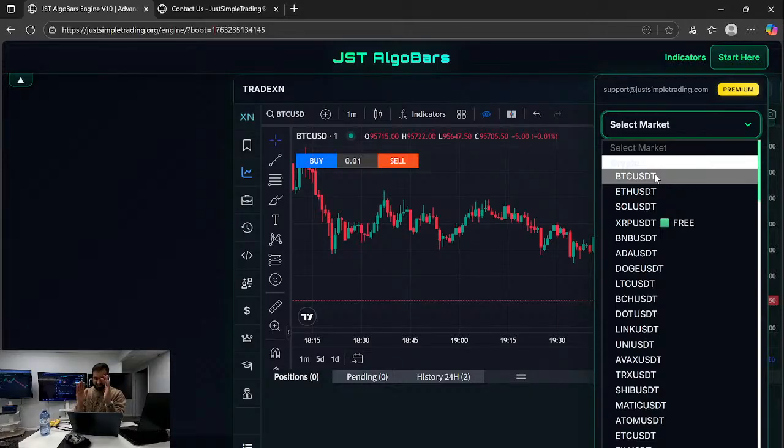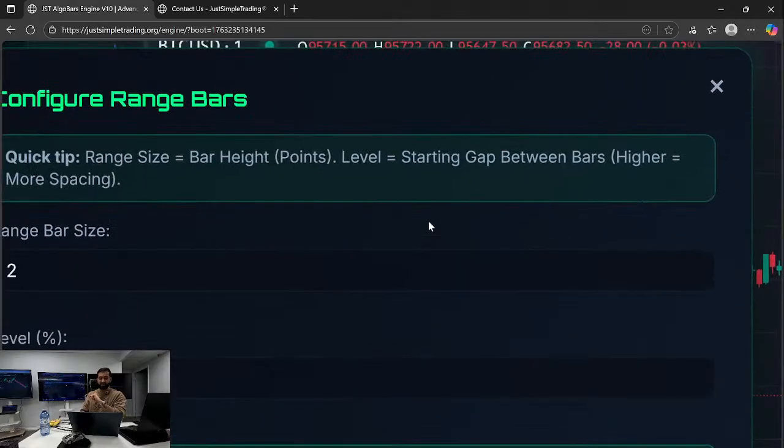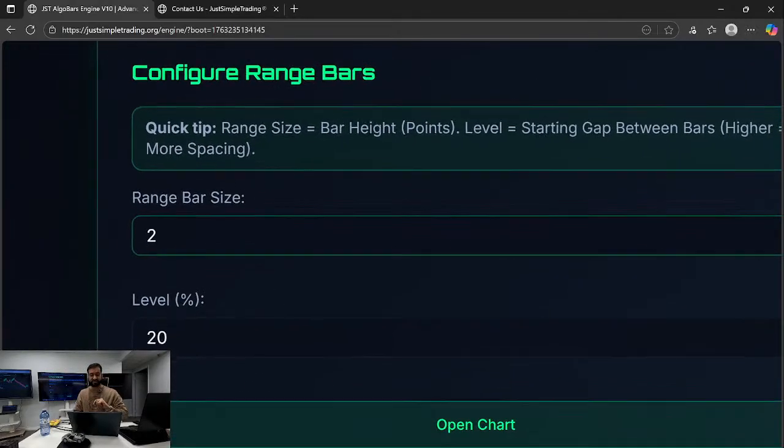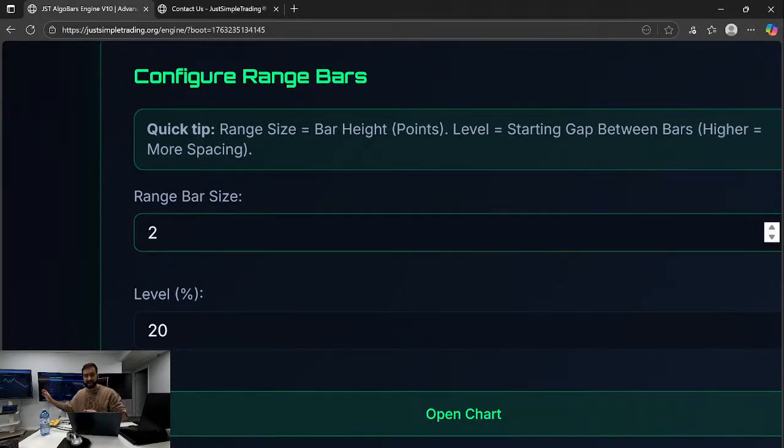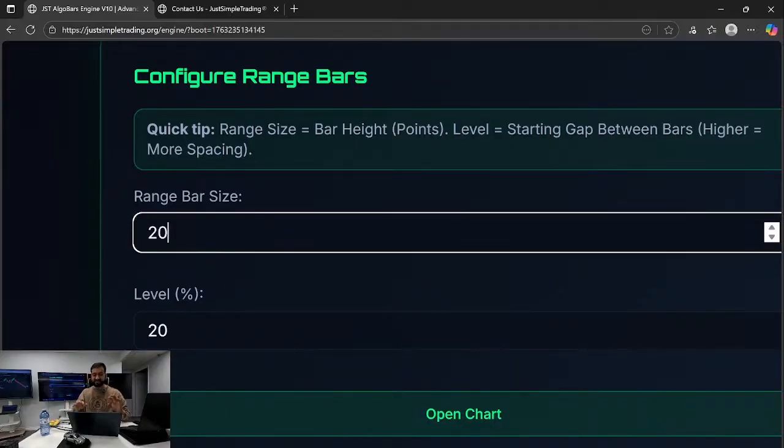I'll show you. Obviously, gold is closed today, but I'll show you how I set it up. Okay, so let's open BTC. Now over here, it says configure your range bars. The range size is how big each range bar is. Usually for BTC, I like to keep the range bar size at 20. The level I don't touch. The default level, I keep it at 20.